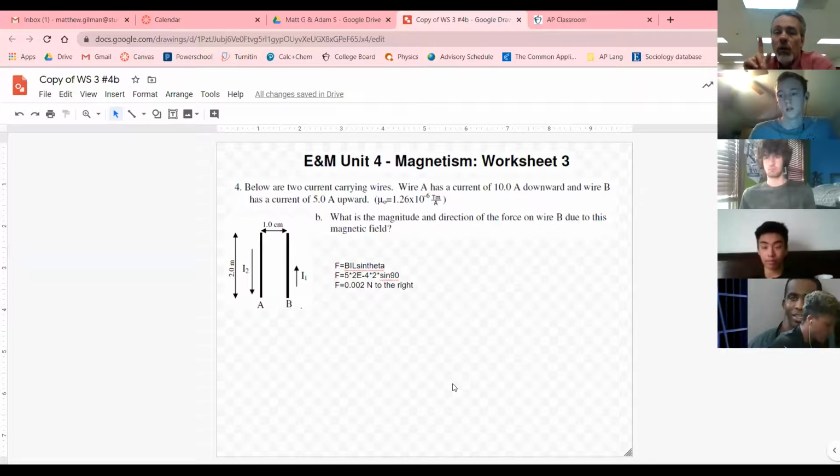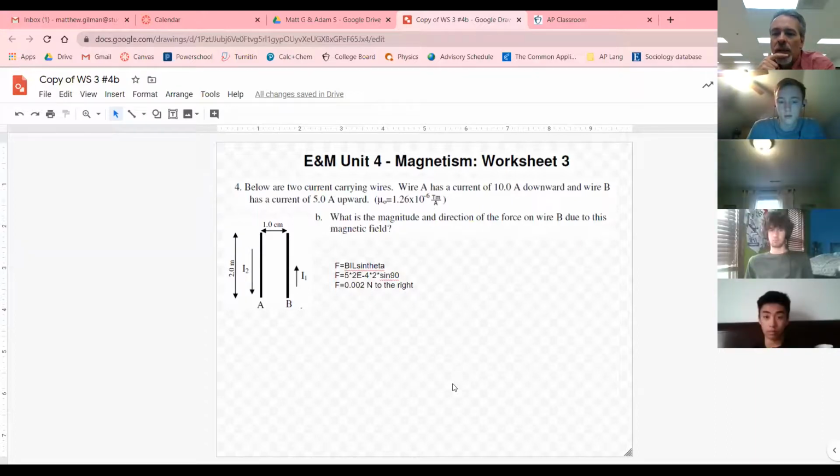Okay. So before we leave this, I want everybody to look at this. If there's a force on B to the right, which direction would the force on A be? Everybody.